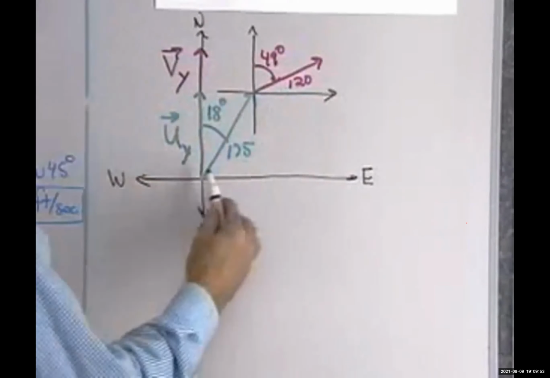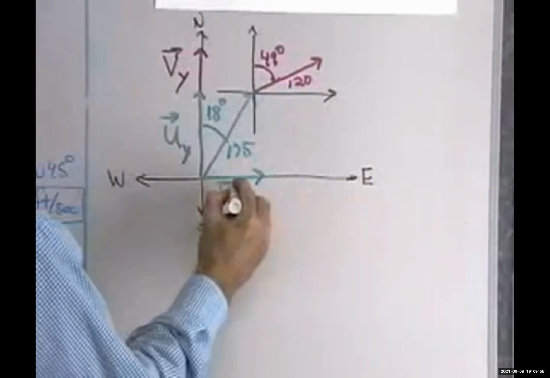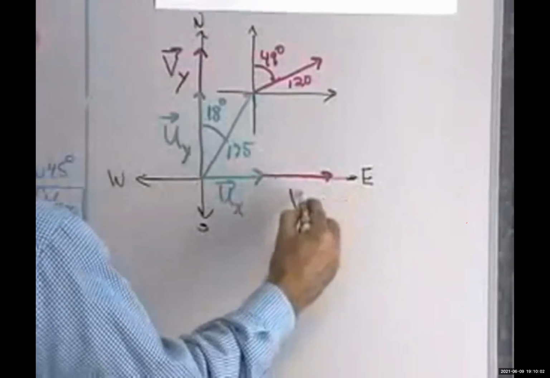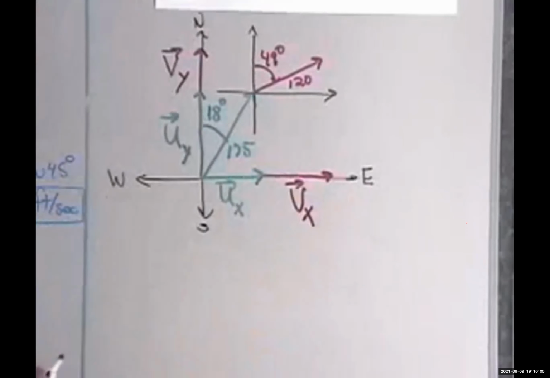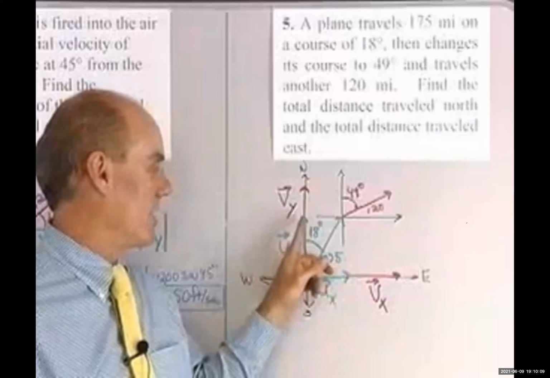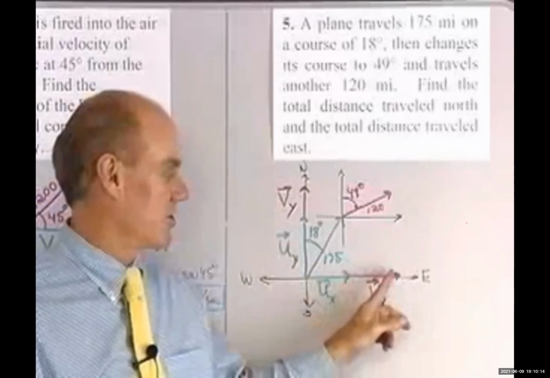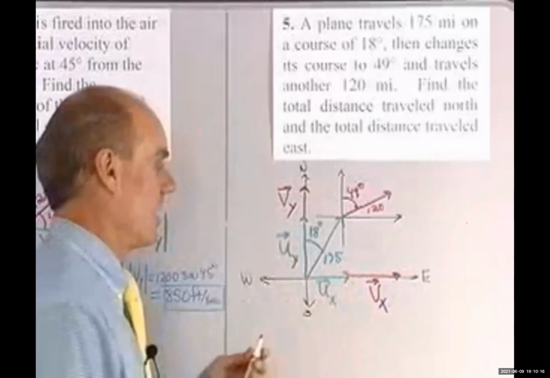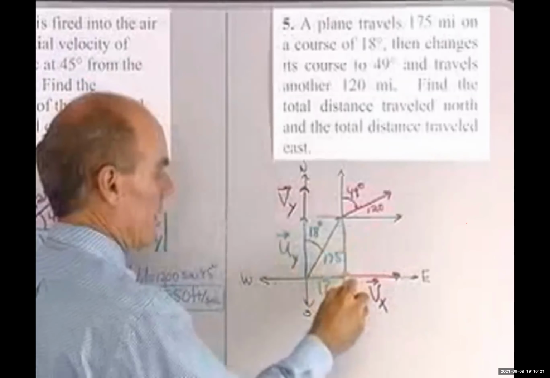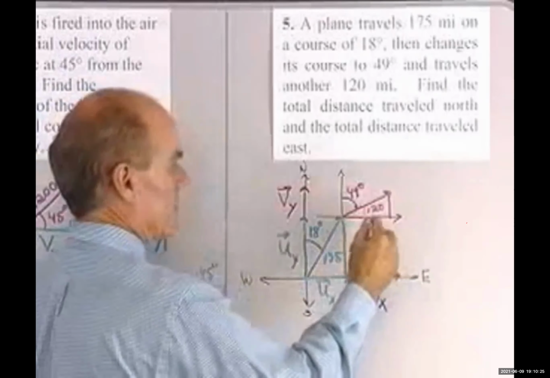Now for my distances east, this vector right here will be u sub x, and this vector over here will be v sub x. So what I want to find is the magnitude of this vertical vector right here, and add it to the magnitude of this vertical vector. Same way with this horizontal vector and this horizontal vector. I want to find their magnitudes. Now I can do that. I can find both this and this in this triangle, and then I can find both this length and this length in this triangle right here.